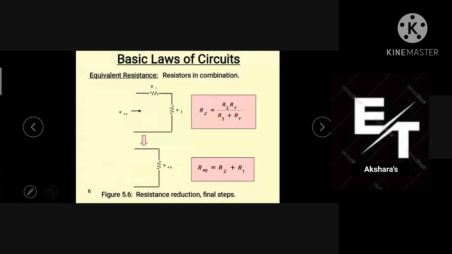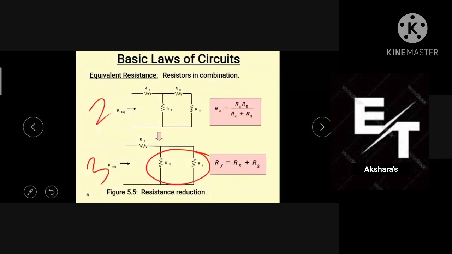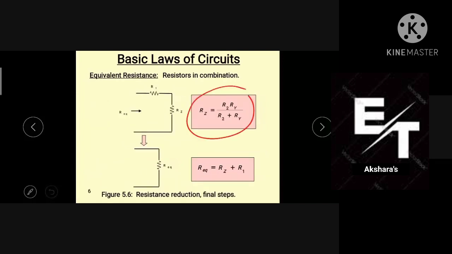Right, no problem. Actually, from this third step, these two are a parallel combination. That is nothing but R2 and Ry. What is the formula for R2 and Ry? Rz equals R2 into Ry by R2 plus Ry. From the third step, that will be the fourth step. The fourth step is Rz equal to R2 into Ry by R2 plus Ry. From this formula, we get the Rz value.